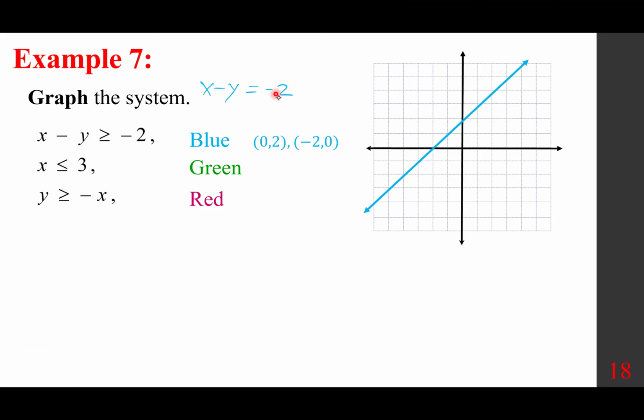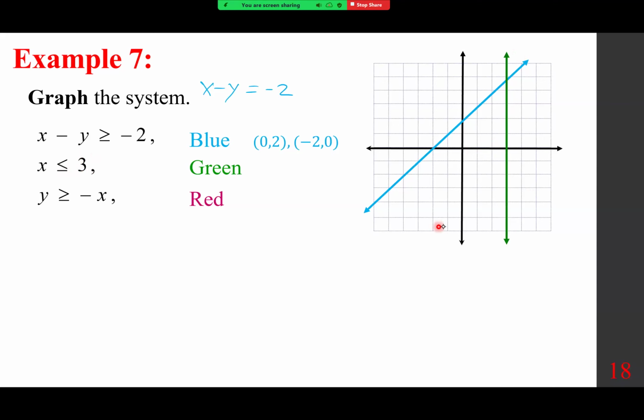And you can see this line. This is (0, 2). This is (-2, 0). And the line is solid because it has the equality. x less than or equal to 3. Remember, x equals 3. This one is very obvious. It's a vertical line. So 1, 2, 3. So a vertical line here, x equals 3. And we say x is less than or equal to 3.